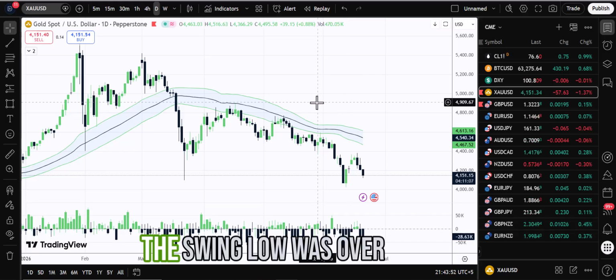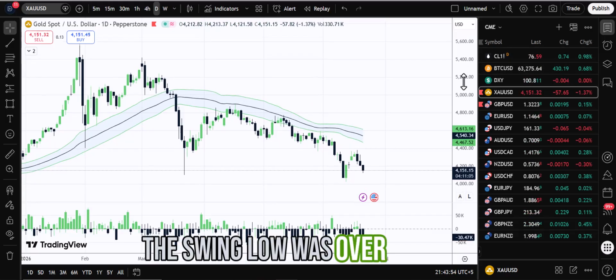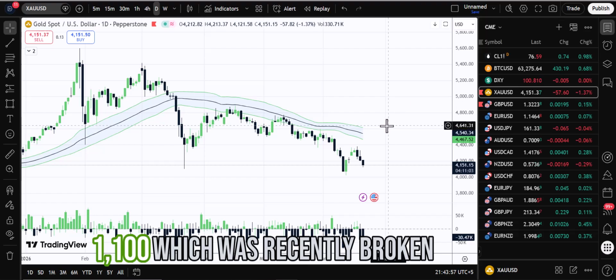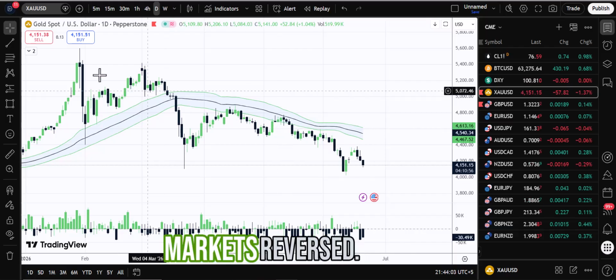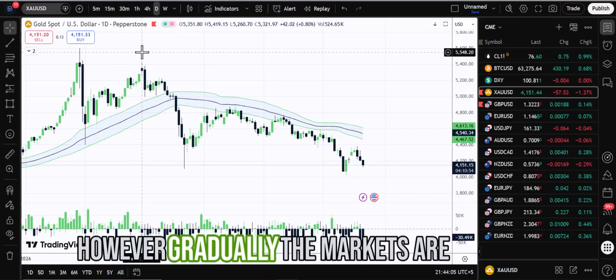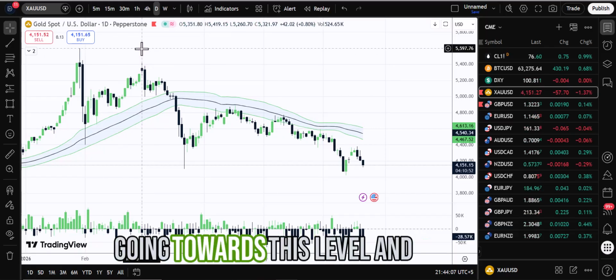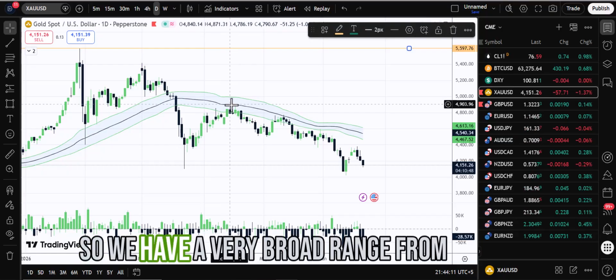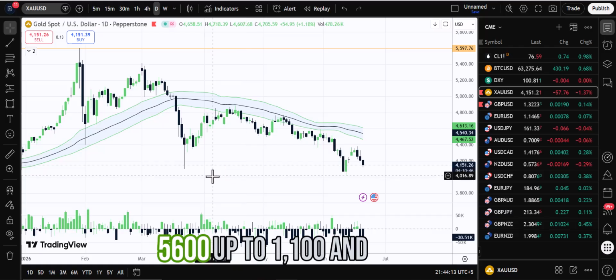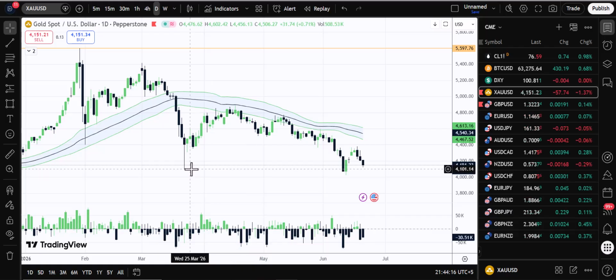and here the swing low was 4,100, which was recently broken, briefly broken, and then the markets reversed. However, gradually the markets are going towards this level and perhaps below this level. So we have a very broad range from 5,600 down to 4,100.